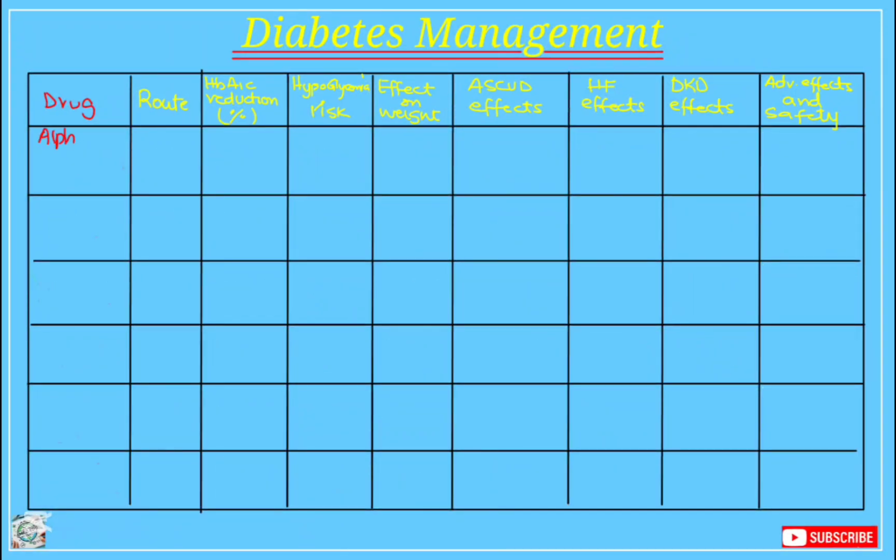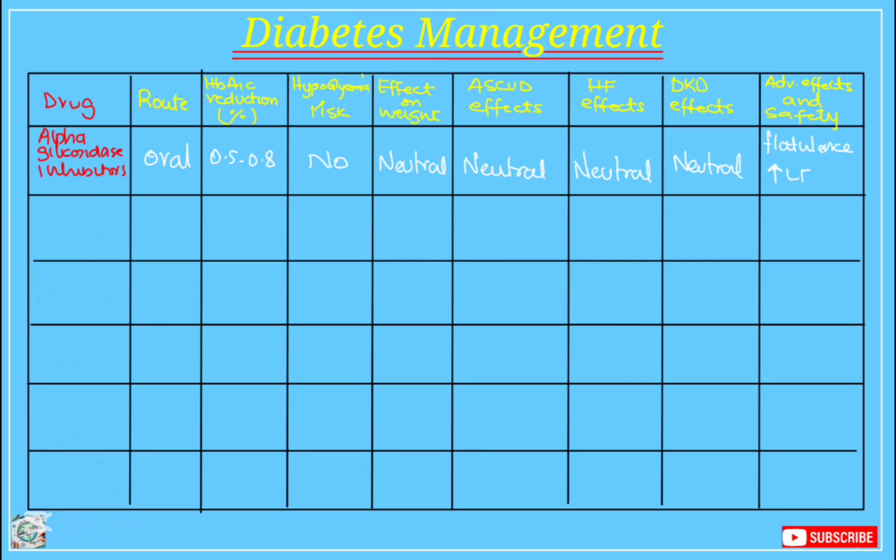Next we have the less commonly used medications. Number one is the alpha-glucosidase inhibitors. These are taken orally and lower the HbA1c by about 0.5 to 0.8%. There is no risk of hypoglycemia and they are actually weight neutral. They don't have any significant effects on heart disease, heart failure, or kidney disease. But they can cause some annoying side effects like flatulence and increased liver enzymes.